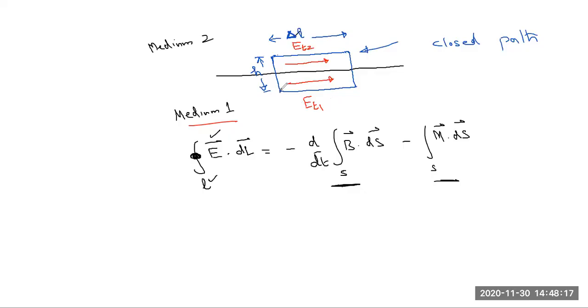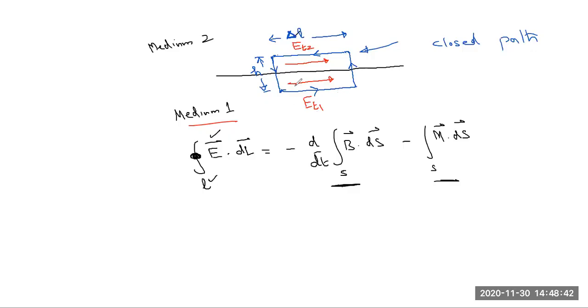Whenever you select a closed path, you have to mention where you are starting. So let's assume that this is our starting point. So we start moving in this direction, and then we move in this direction, and then in this direction, and finally we come back to this. This is telling us the direction in which this closed path is traversed.